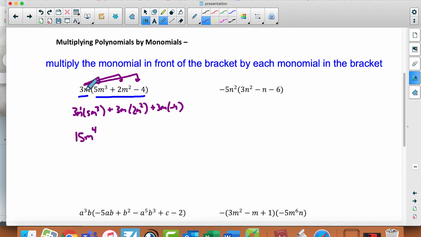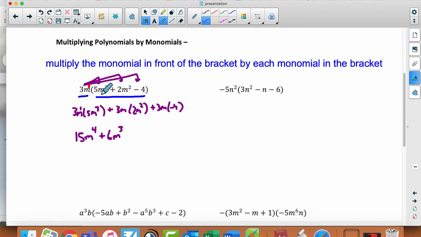Now we're multiplying 3m to the 1 times positive 2m squared. So multiply the coefficients, 3 times 2, which is 6. And then m to the 1 times m to the 2. Keep the base the same. Add the 1 and 2, you end up at 3. Now you do it again.